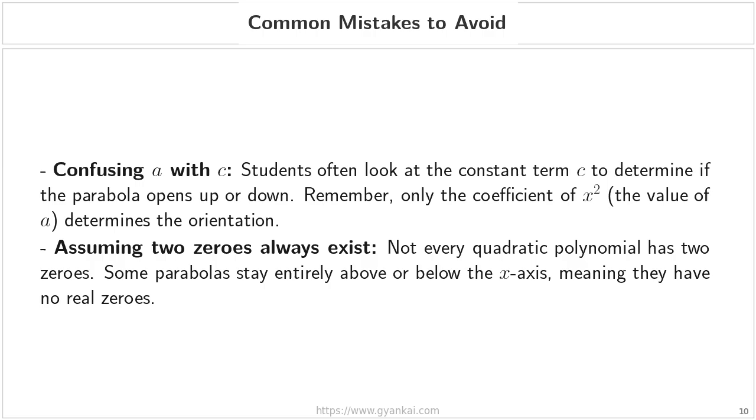Second, please do not fall into the trap of assuming that every quadratic polynomial must have two distinct zeros. While we have seen examples that cross the x-axis twice, remember that a parabola can also just touch the x-axis at a single point, or it might stay entirely above or entirely below the x-axis. In those cases, the polynomial has no real zeros.